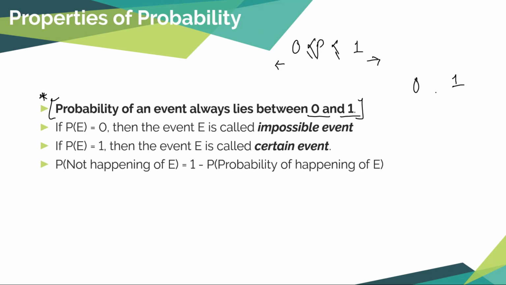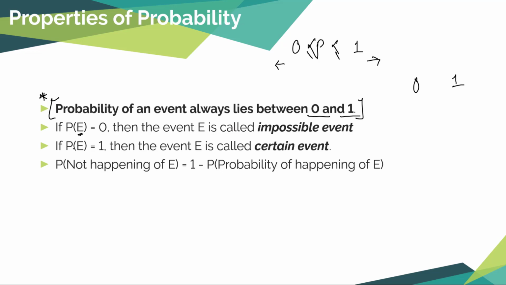Now what do 0 and 1 mean? E is a very generic term, we are just denoting an event by the capital letter E. So E can be anything. E can be getting a positive result in a corona test, or a negative result in this test, or passing an examination, failing an examination, getting marks more than 30, less than 30, etc. So you have endless possibilities here.